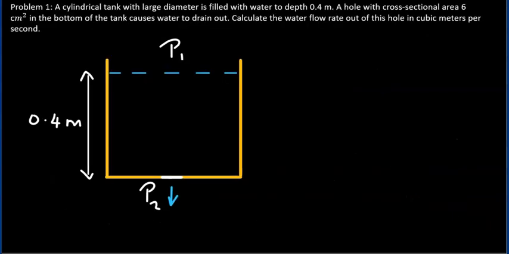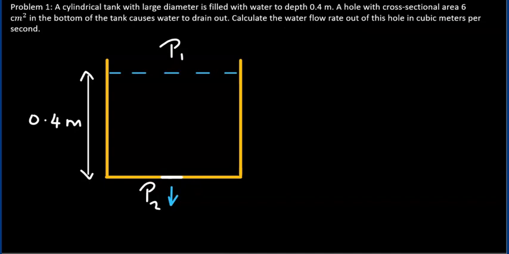Let's look at problem 1. A cylindrical tank with large diameter is filled with water to a depth of 0.4 meters. A hole with cross-sectional area 6 cm squared, that's right there, in the bottom of the tank causes water to drain out. Calculate the water flow rate out of this hole in cubic meters per second.